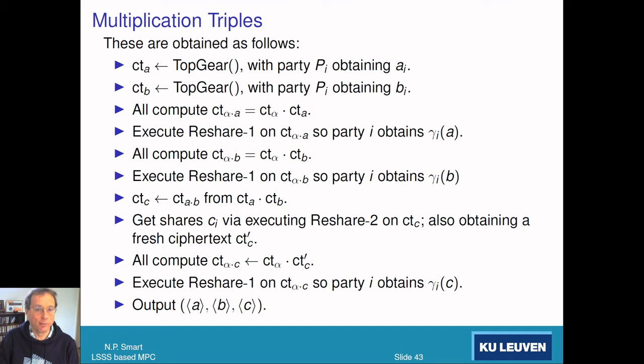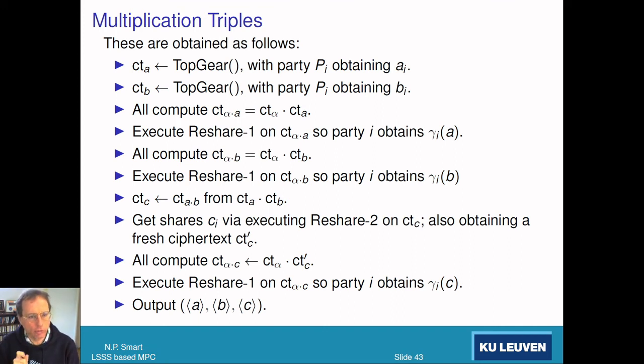Well, to produce the C component, we multiply the ciphertext encrypting A by the ciphertext encrypting B. This gives us a ciphertext encrypting C. And now we get the shares of that C by running Reshare 2. So what that does, remember, is it gives us the shares of C plus a new encryption of C.